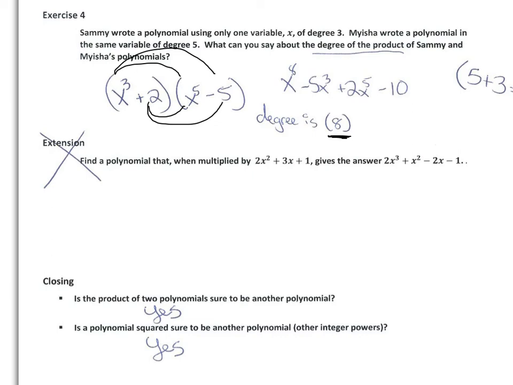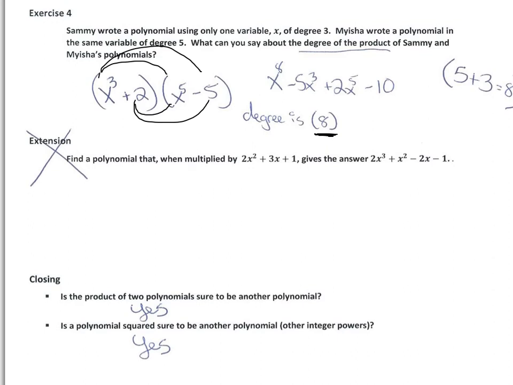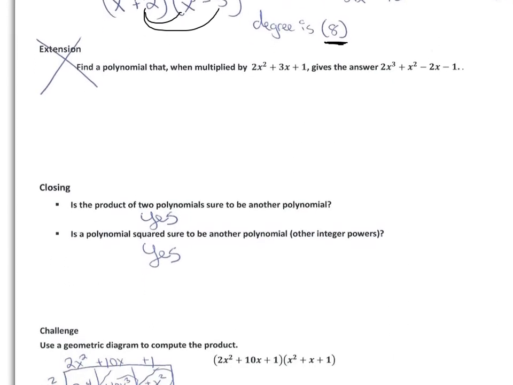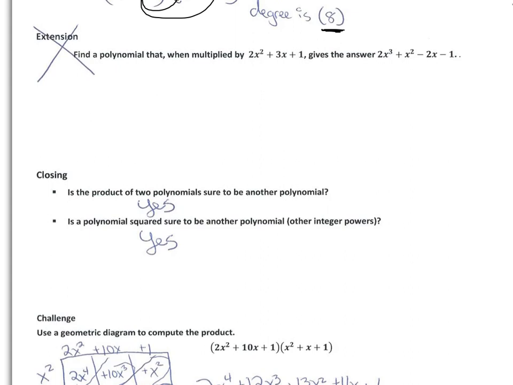One easy way I could have gotten that was, and I have it off to the side here, let me see if I can move it over. Knowing that my highest degree of the two polynomials are 3 and 5, you add them up for the laws of exponents and you get 8. We're not going to worry about the extension. And then we have, is the product of two polynomials sure to be another polynomial? Yes, it is. Always is. Is a polynomial squared going to be another polynomial? Yes, it is. We saw it today. Every time I multiplied, I still had polynomials back.